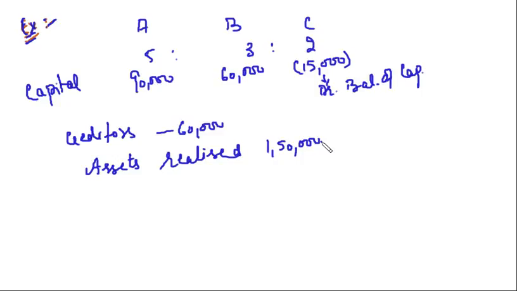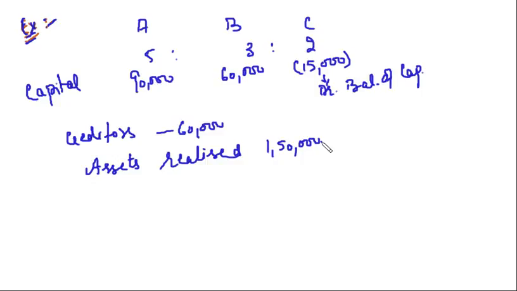Now what we are given is the information regarding the balance sheet. We are not given the balance sheet in this question. What information we are given is that there are three partners. The profit sharing ratio is 5:3:2. Their capitals are 90,000, 60,000 and negative 15,000, that means the debit balance of capital. Then it is given that we have the creditors of 60,000. This is also a balance sheet item. Then we are given that assets realized 1,50,000.